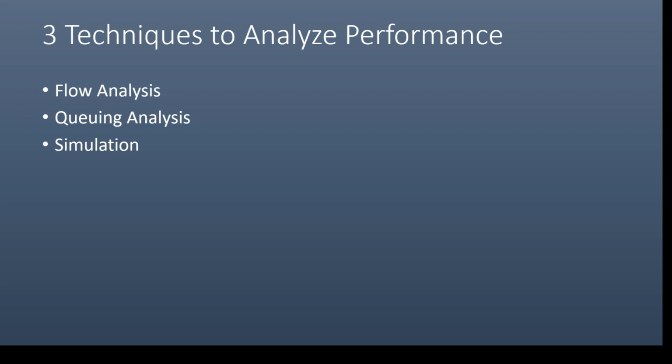This performance is analyzed using three techniques: flow analysis, queuing analysis, and simulation. Flow analysis speaks about how work flows through a process. For the previous example, the process owner could show that giving tablets will reduce the time needed to place rental orders, improving the speed of the process.